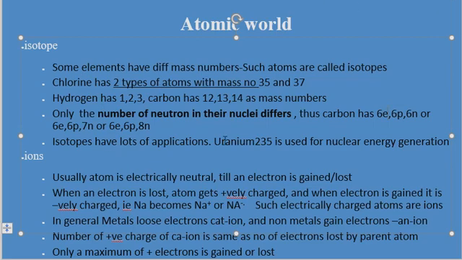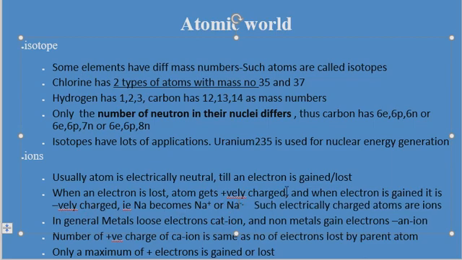What is an ion? Usually an atom is electrically neutral, because the number of electrons and the number of protons are the same. But sometimes an electron can be gained or lost. When an electron is lost, the atom becomes positively charged. Why? Because the protons will be more than the electrons. So it is positively charged. And when an electron is gained, more electrons will be there. It will become negatively charged. Na becomes Na plus or Na minus.